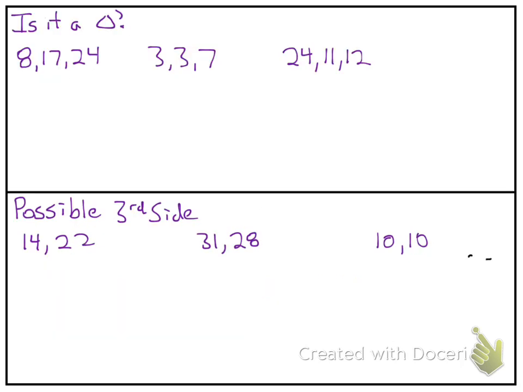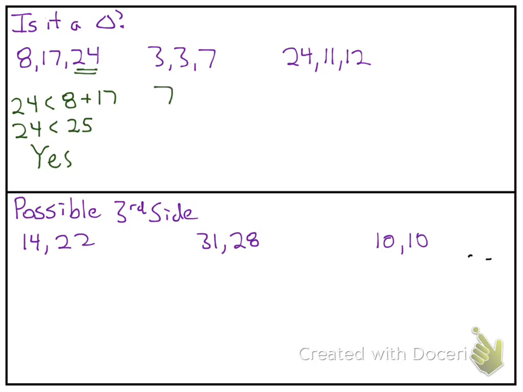So let's start with the inequality theorem. I have three sets of sides, and I want to figure out if each makes a triangle. 8, 17, and 24 has 24 being the longest side. So I have to answer the question, is 8 plus 17 going to be bigger than 24? I get 24 is less than 25, which is true, so it makes a triangle. That's really all we're answering here: do the values we have make a triangle? From there we can do other things with it, but if we don't have a triangle, we can't really do much else with it.